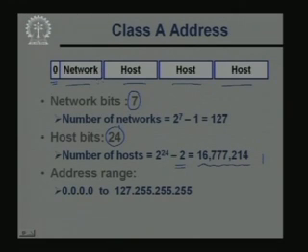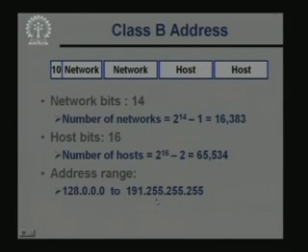Based on this address assignment, in the dotted decimal notation, a class A address can range from 0.0.0.0 up to 127.255.255.255. That means all zeros up to all ones, this is the range. So, if you see an IP address within this range, you can immediately identify that this is a class A address. Fine.